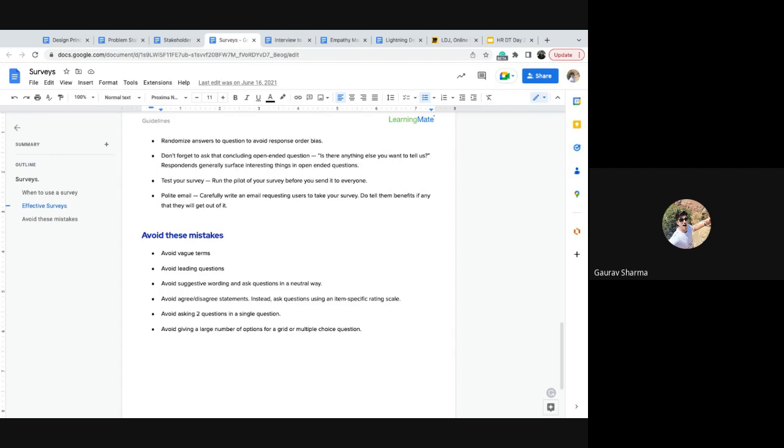And avoid giving a large number of questions or options in a grid of multiple choice questions. So if you're trying to say rate something between 1 and 10, don't give 10 radio buttons. Use a different question type. And if you're trying to ask people where they want to go for the next office picnic, it could be a drop down rather than a multiple choice question, right? So some of the things from better form design could also be applied on surveys, and doing some of these things would really help you capture what you want to capture, right?